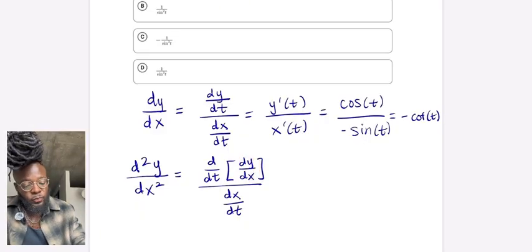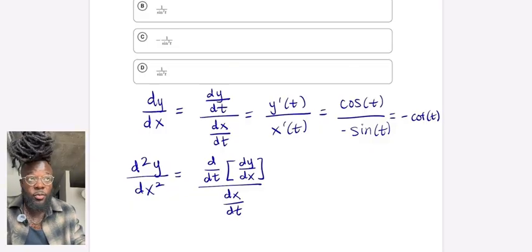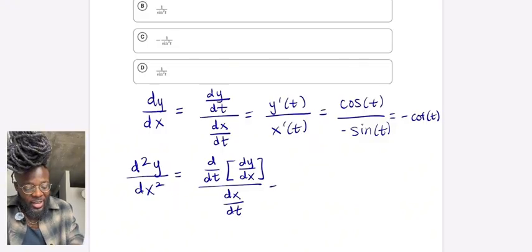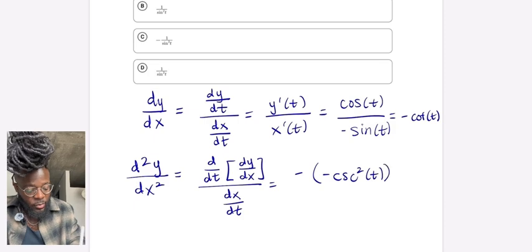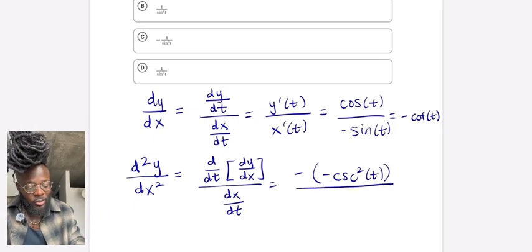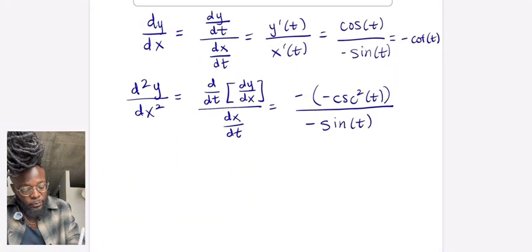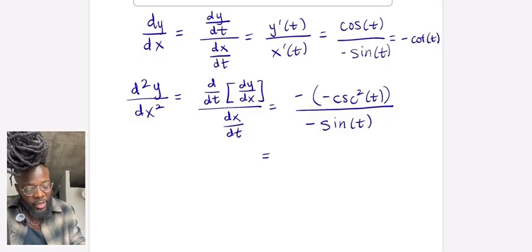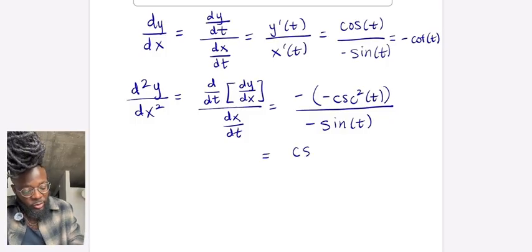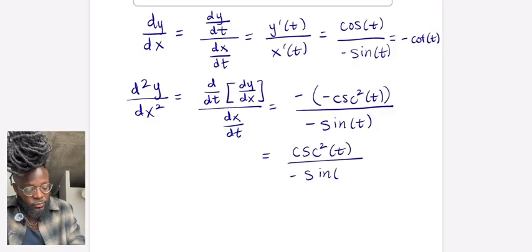All right, so we're going to go ahead and take the derivative of the first derivative with respect to t. The derivative of cotangent is negative cosecant squared, so I have negative cosecant squared t over dx/dt, which we said was negative sine t. All right, so cleaning this up, the negatives in the numerator will cancel. So I have cosecant squared of t over negative sine of t.